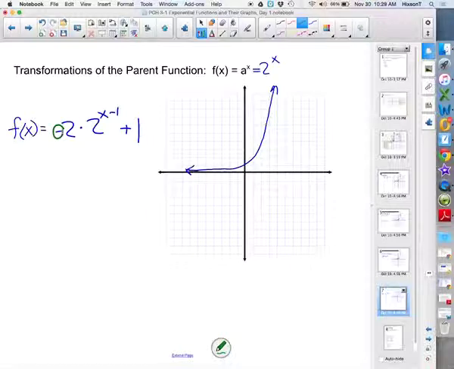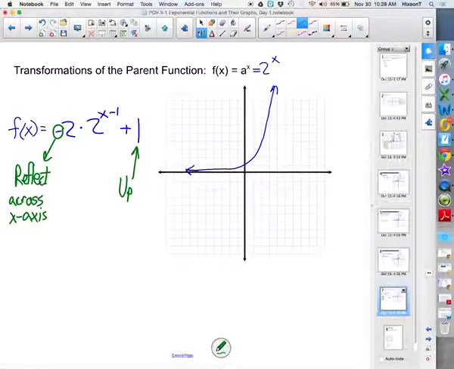This negative right here makes it reflect across the x-axis. Very good. Okay? What's another one for you? Move up 1 unit. Good. The plus 1 here means that we're going to move this whole thing up 1. Alright, what's another thing? Vertical stretch by 2. Okay, very good. The 2, we're multiplying the whole function 2 to the x by a 2. That's going to stretch it vertically. Good.